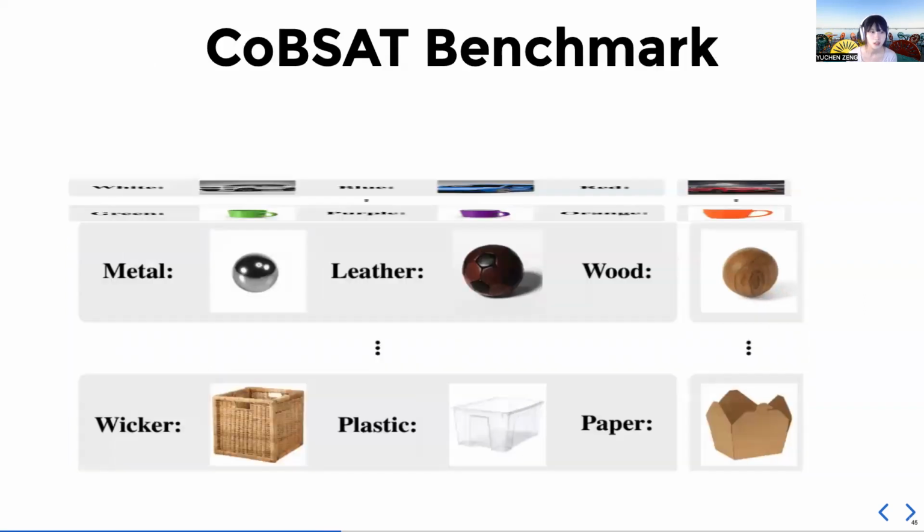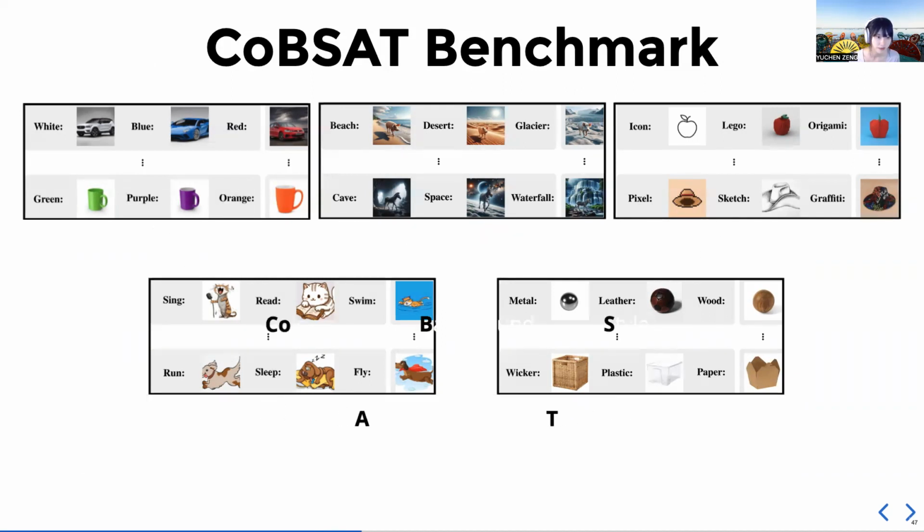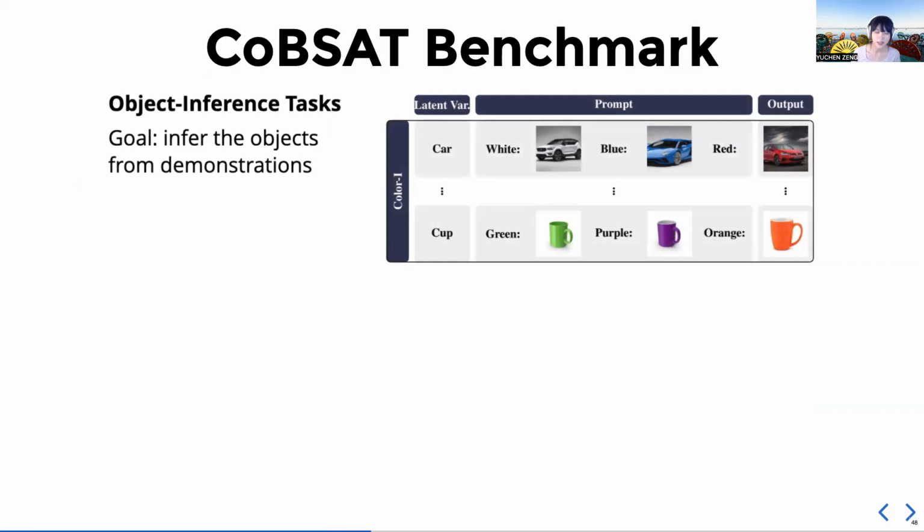and texture. In total, our benchmark has 5 different themes: color, background, style, action, and texture. Combining all of them is the reason why we call our benchmark CoPSet. For all 5 tasks I just described, we call them object inference tasks because we let the object be the latent variable hidden in the in-context demonstrations. So the model needs to learn how to infer the objects from the demonstrations.